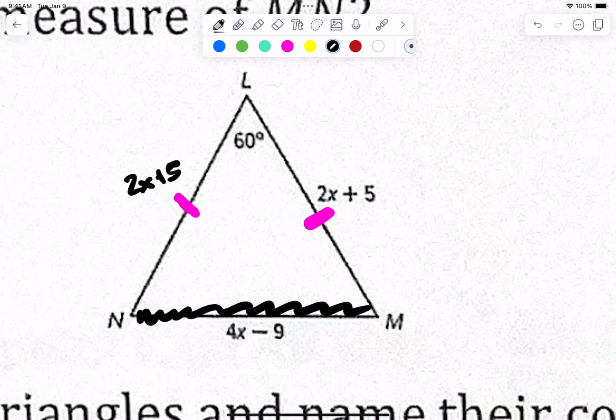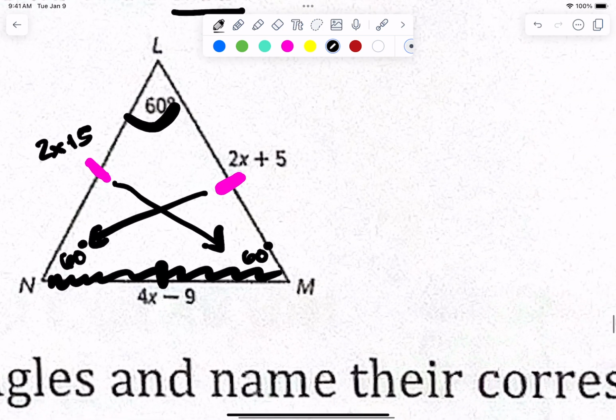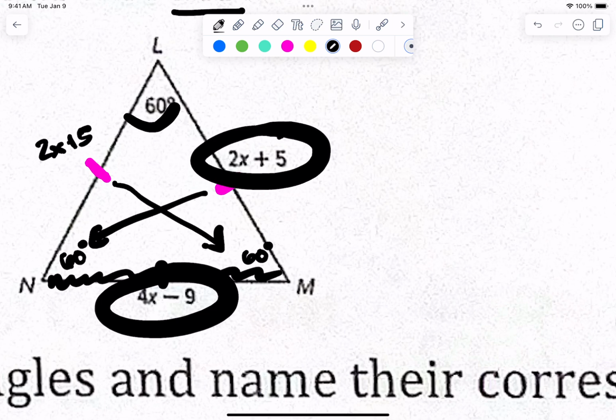Matthew says this angle is going to match this one, but if this is 60 degrees, what are the other two? 60. So that means this is an isosceles. That means this guy is equilateral, right? So now what? 4x minus 9 equals 2x plus 5. This guy equals that guy, right? Because he's equilateral now, right? 4x minus 9 equals 2x plus 5.